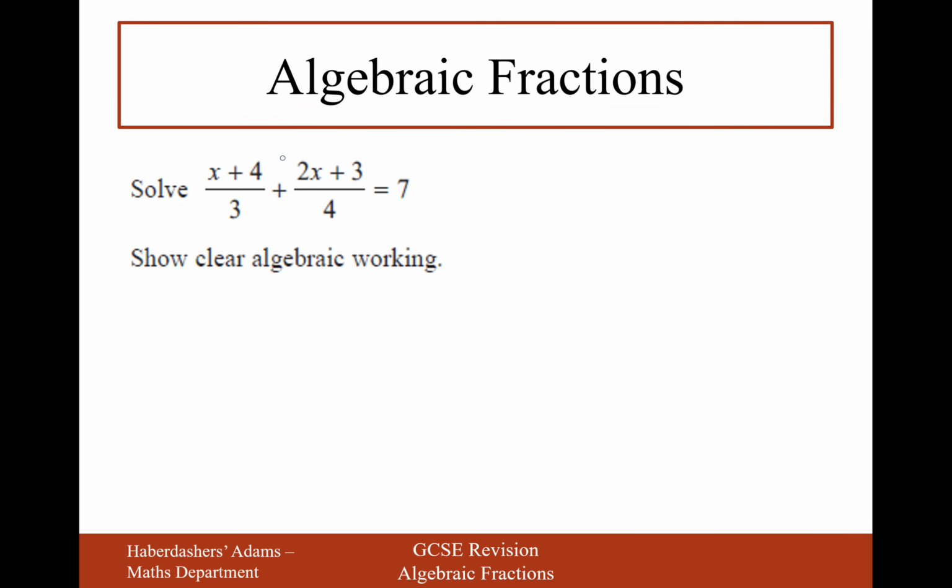Right then, so what we're going to do is we're going to add the fractions on the left-hand side and then we're going to set it to 7. So let's just concentrate on the left-hand side first. We need a common denominator of 12. So we'll create a common denominator of 12 on both fractions. On the left-hand one, we need to multiply by 4. And on the right-hand one we need to multiply by 3.